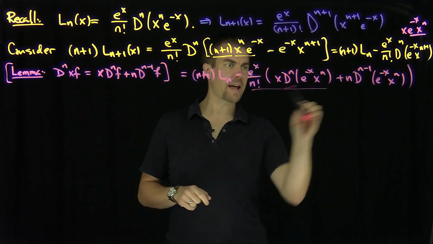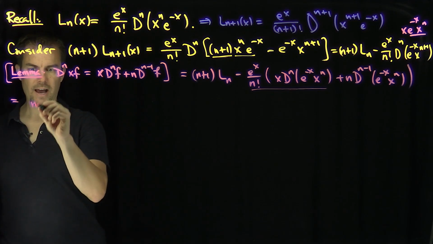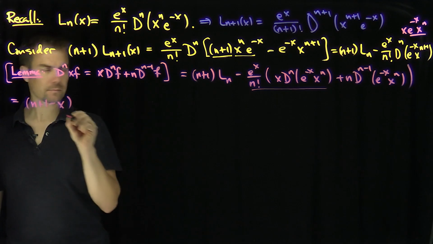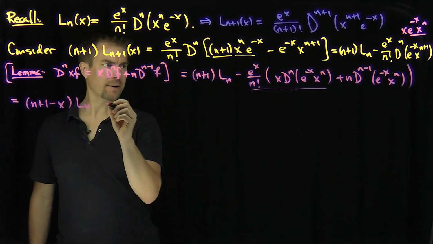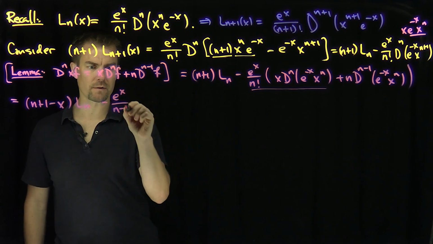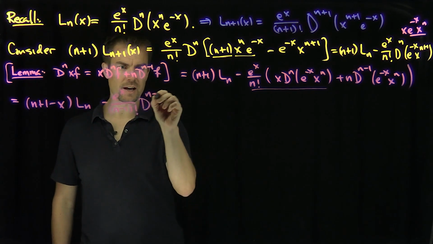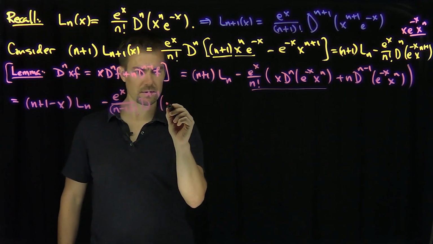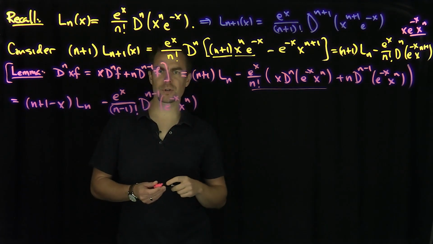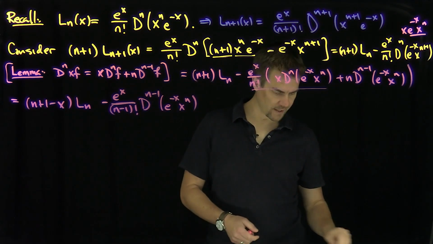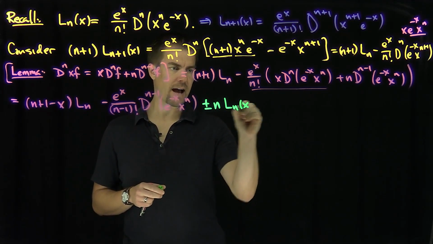And now this term over here gives me an x times the nth Laguerre polynomial. So this is equal to n plus 1 minus x, and then L_n, and then minus this term over here. So minus e to the x over n minus 1 factorial, and then this d^{n-1} of e to the negative x times x to the n. Great. And so now here what I'm going to do is symmetrize this, and to symmetrize this I'm going to add and subtract n L_n of x, okay?